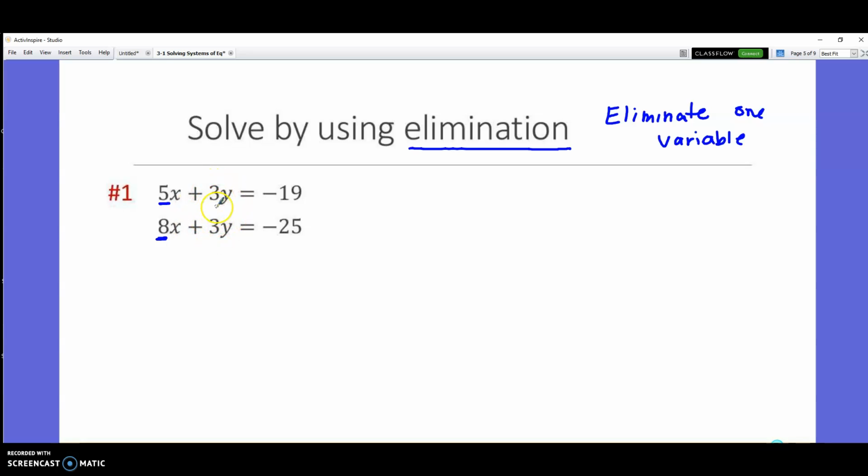But if I look over at the y's, that would be much simpler to eliminate because I have the same number, but what I need for them to eliminate is one negative and one positive. So you want the same number, opposite signs.